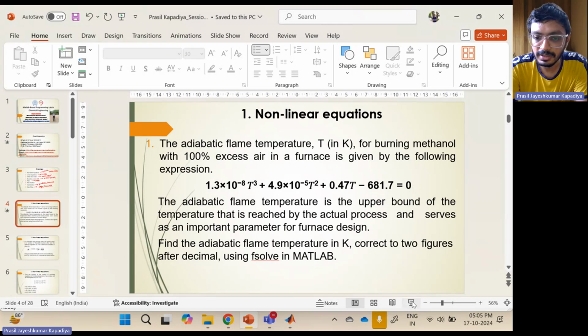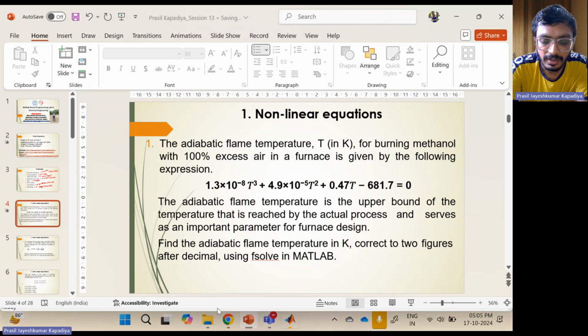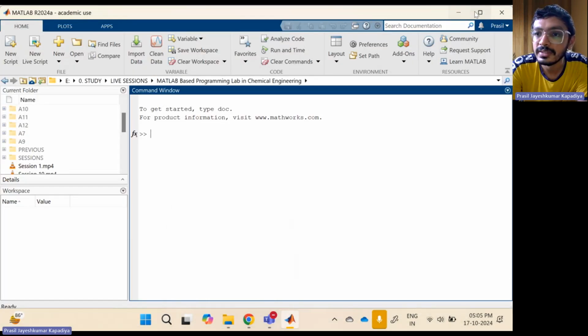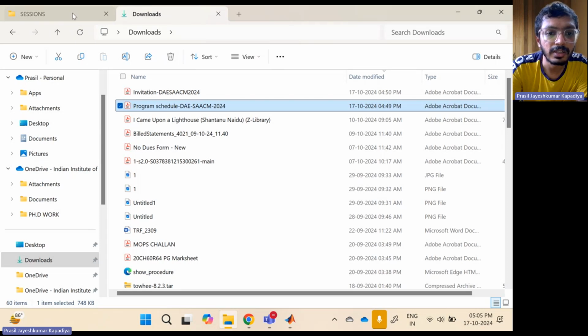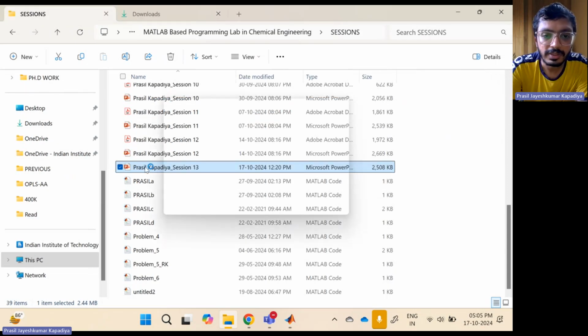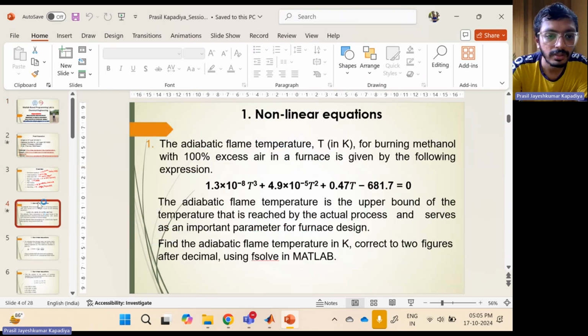So let's start with today's session. First, we will be revising how to solve nonlinear equations.